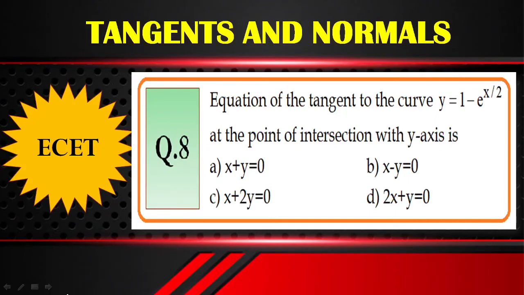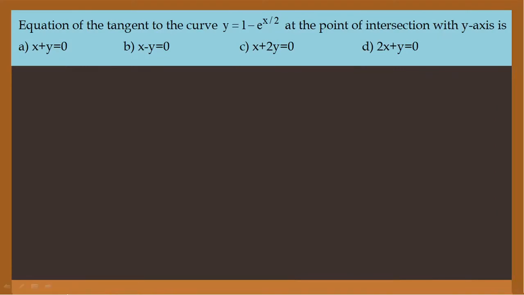Dear students, see question number 8. Read the question and write it. The question is: the equation of the tangent to the curve y equals 1 minus e power x by 2 at the point of intersection with the y axis is. Options are x plus y equals 0, x minus y equals 0, x plus 2y equals 0, 2x plus y equals 0. Let us find this.